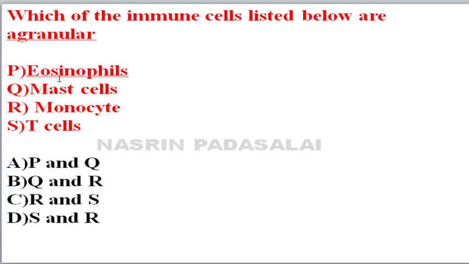Whereas eosinophil, mast cell, basophil, and neutrophil belong to the granular type of leukocyte. They consist of granules, so they are easy to differentiate by the addition of eosin dye.